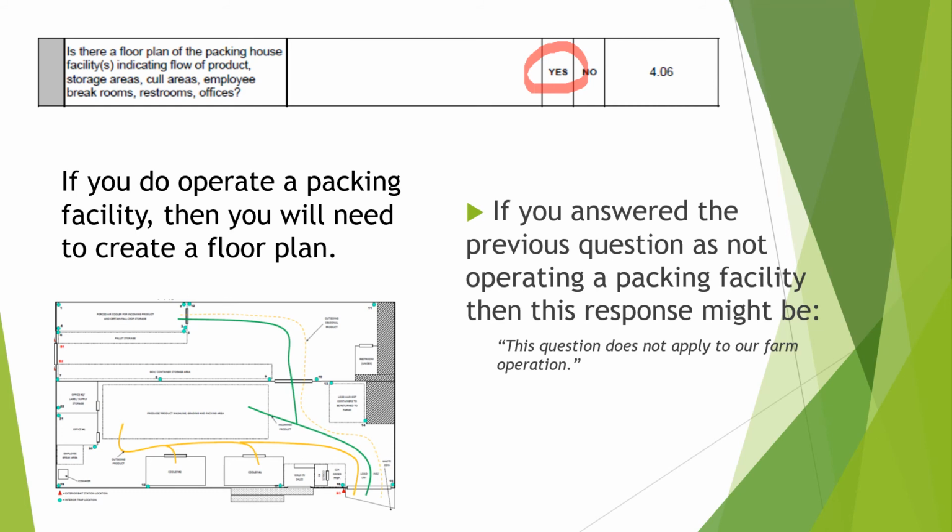However, if you answered the previous question as not operating a packing facility, then the response to this question might be, this question does not apply to our farm operation. Again, you will see over to the far right that if you are providing a floor plan to finalize this answer, then that floor plan can be found in section 4.06 of your Plan of Action Manual.